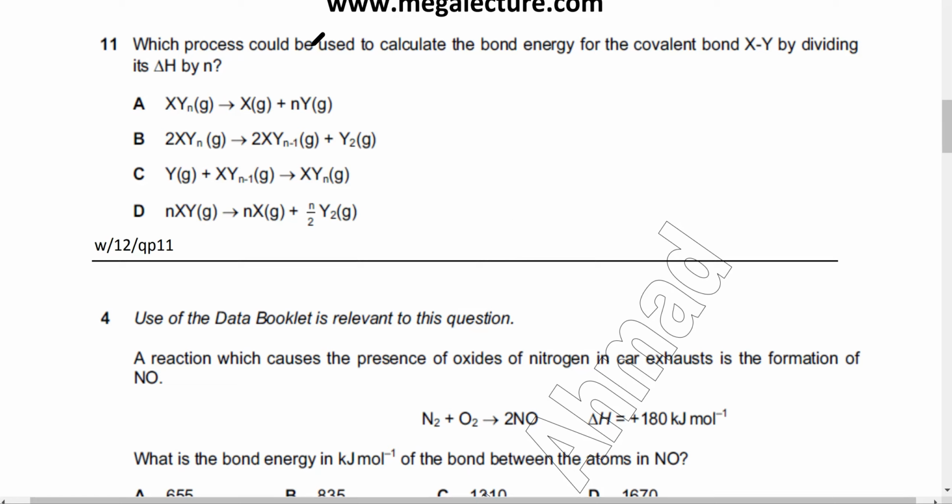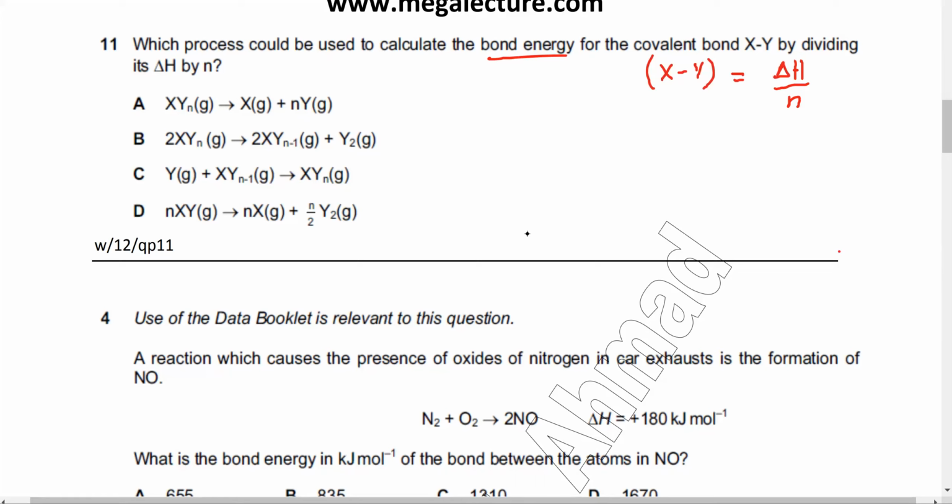Moving on, there might be tricky questions like this. Now, this one is a tricky question. He's saying which process could be used to calculate the bond energy. So he's asking you to calculate the bond energy of the covalent bond XY. And he says you have to calculate the bond energy of the covalent bond XY by dividing delta H by N. So the bond energy of the covalent bond XY is calculated by dividing delta H by N? I mean, that's the question.